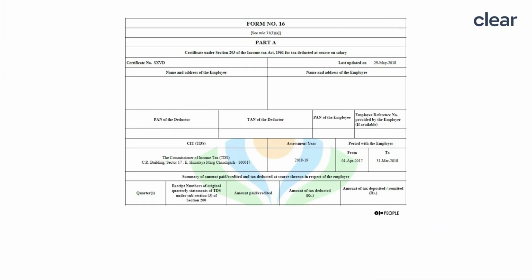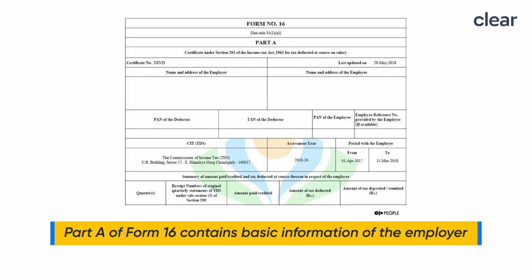It has two components, Part A and Part B. Part A of Form 16 contains basic information on the employer and employee, including names and addresses, assessment year, PAN details of the employer and employee, TAN of the employer. It also provides you with the summary information for the quarterly TDS deducted and deposited. These details related to the employer available in Part A are also required while filing the ITR, which the employee can easily fetch from here.